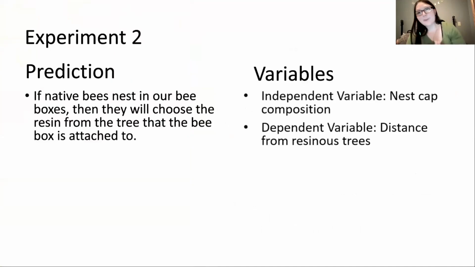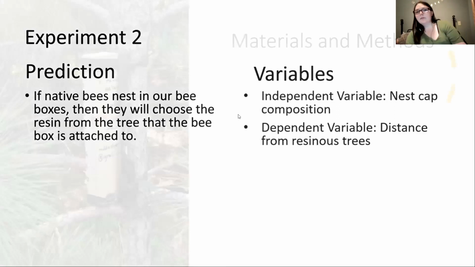So, experiment 2. My prediction was if native bees nest in our bee boxes, then they will choose resin from the tree that the bee box is attached to. So my independent variable is the nest cap composition, and my dependent variable is the distance from resinous tree.